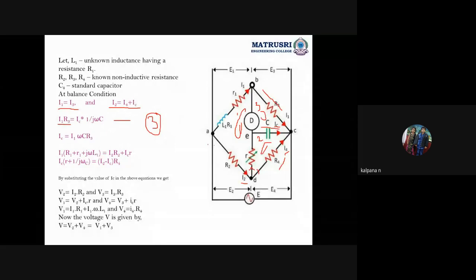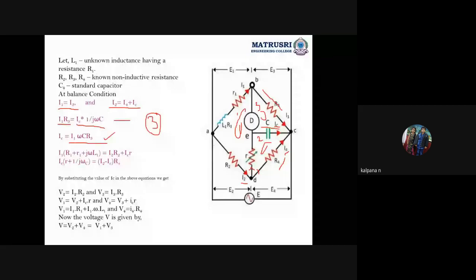And voltage drop across C is the current flowing through the capacitor, IC, into Xc. Xc is equal to what? 1 by j omega C. So that's why I1 R3 is equal to IC into 1 by j omega C. Okay, clear this point? Next, IC is equal to I1 R3 into j omega C. So IC is equal to I1 omega C R3.